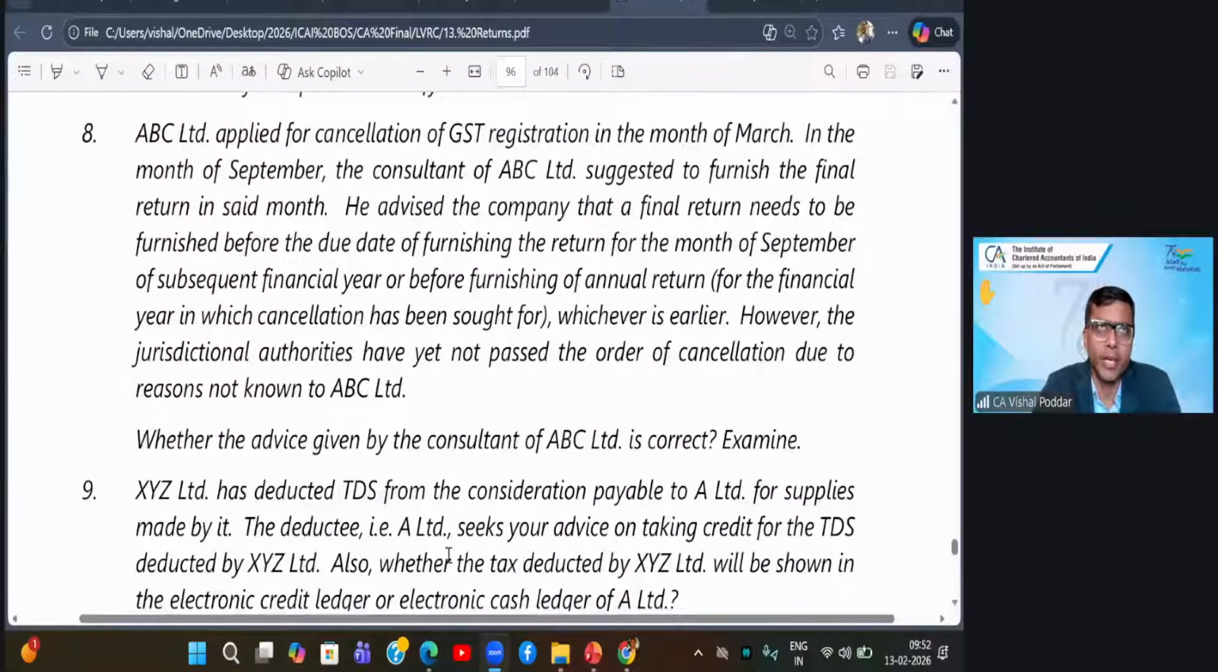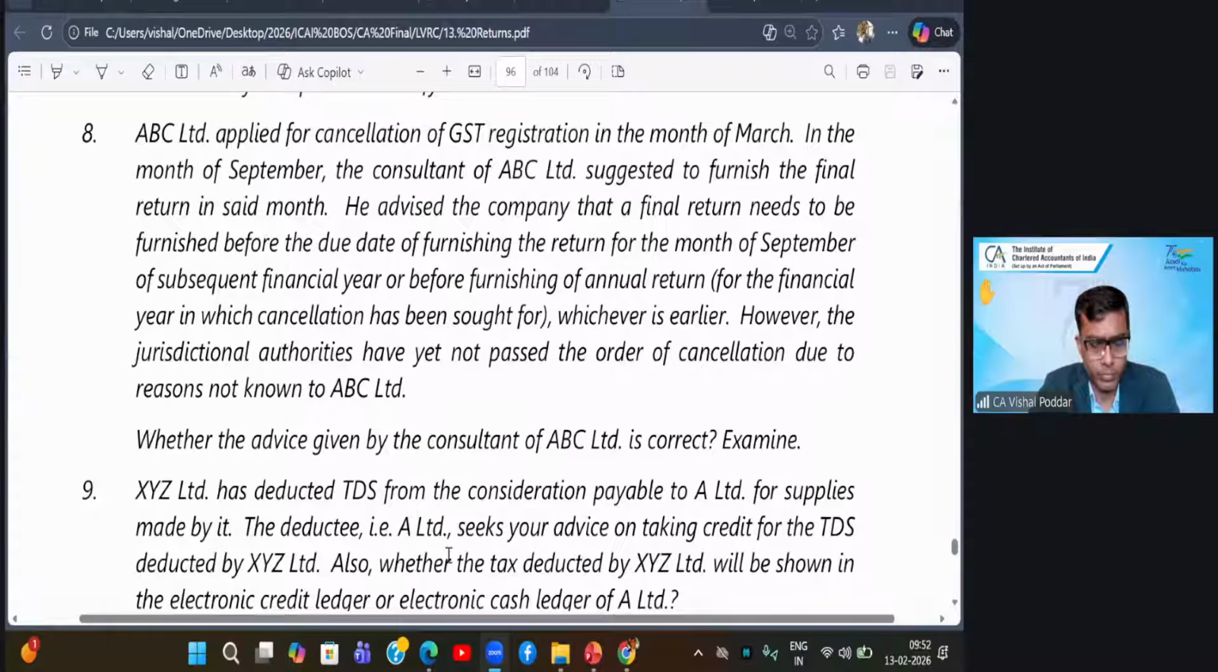It is GSTR 10. Whenever a person closes his business, they have to file a final return. Final means anything left out in your entire history of business, you are allowed to put it in that GSTR 10, so that in future there will be no liability on you, there will be no action on you on the pretext that you have missed doing something. Yes, go ahead.